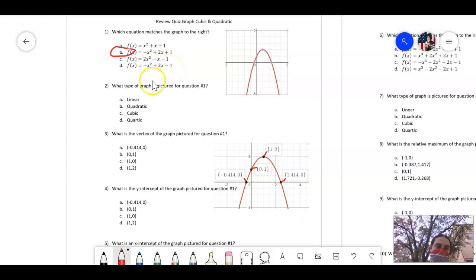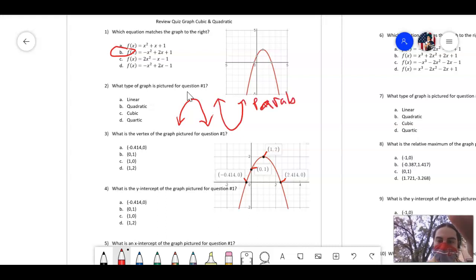Okay. It says, what type of graph is pictured for question 2? Now remember, when you have this picture or this picture, that is a parabola. I'm sorry, it's hard to write on this laptop. And it is quadratic. So it looks like a U or a hill. That is quadratic. That's not linear. It's not a straight line. It's not cubic. I'll show you what cubic looks like in a minute.